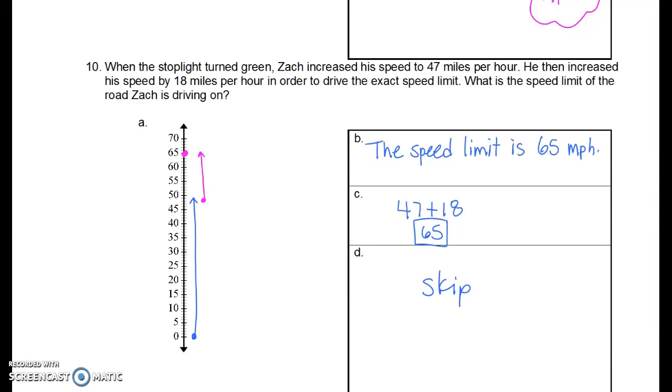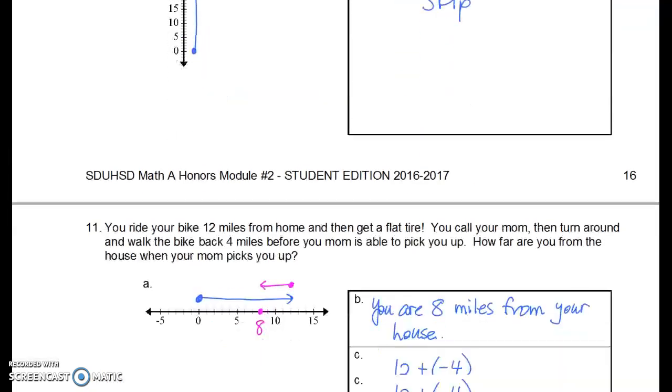Part B, the speed limit is 65 miles per hour. C, my addition problem is 47 plus 18. The sum is 65, and we're skipping part D. Again, if you need to pause the video for any reason to make any changes, feel free to do so. On the next page, number 11, I'm working it, pulling down this cursor. Sorry, folks. Here we go.